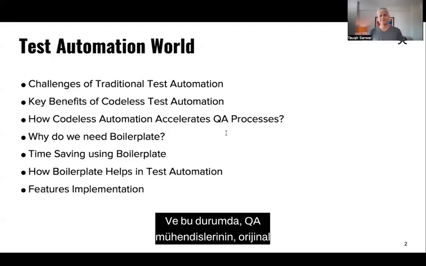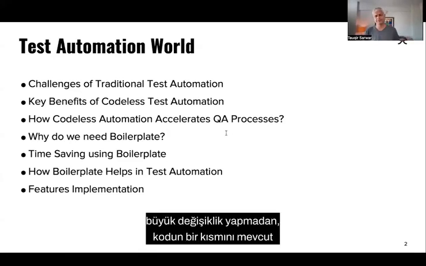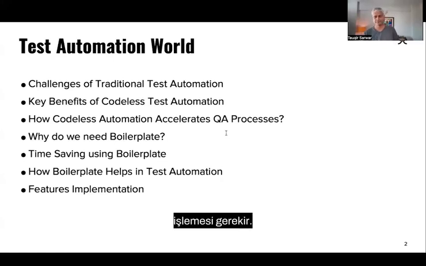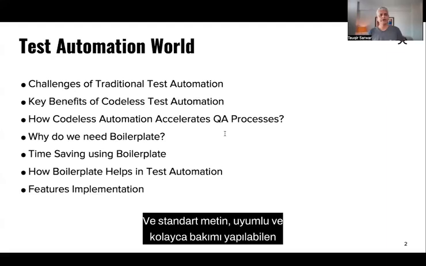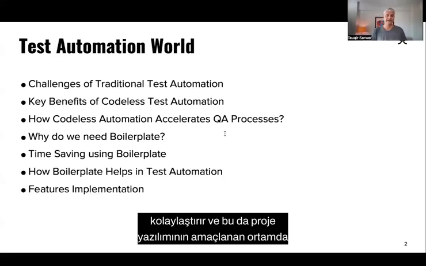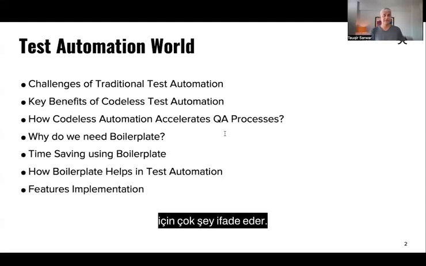In this case, the QA engineers only have to rework some of the code to fit the current project or current need, without making any major changes to the original structure or configuration. The boilerplate makes it easy to rapidly develop automation tests that are compatible and easily maintained, which means a lot when verifying that the software works efficiently in its intended environment.